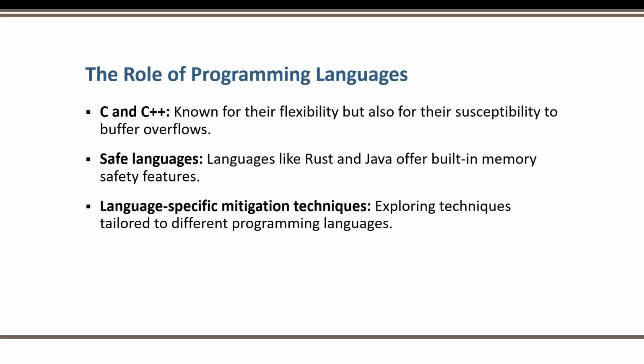Safe languages like Rust and Java, on the other hand, offer built-in memory safety features that prevent these types of attacks. To effectively mitigate buffer overflow risk, it's essential to consider language-specific mitigation techniques. For example, in C and C++, developers can use techniques like safe string functions and bounds checking to prevent buffer overflow. In languages like Rust, the compiler enforces memory safety rules, making it more difficult to introduce these vulnerabilities.